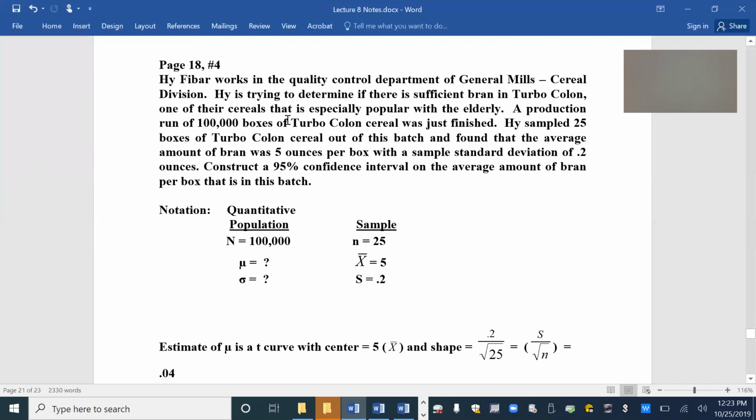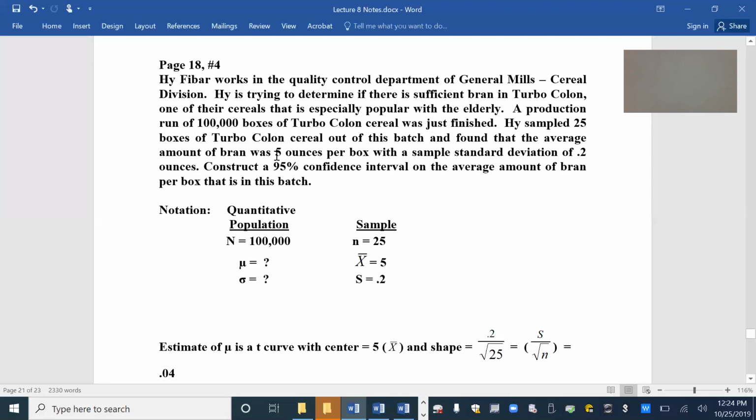Production run of 100,000 boxes of Turbo Colon was just completed. He took a sample of 25 boxes of Turbo Colon and found that the average amount of bran was 5 ounces with a sample standard deviation of 0.2. Construct a 95% confidence interval on the average amount of bran per box in this batch. All right, we took a sample of 25. I opened a box. What question did I ask in each box? How much bran is in this box? We get a number we can do arithmetic with. It is quantitative.